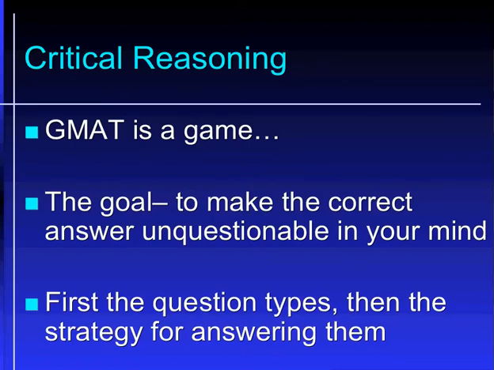Motivation is to make the correct answer unquestionable in your mind. Where people go off the rails with critical reasoning is that they don't confine their thinking purely to the question at hand. If you think about the real world, if you don't focus very specifically on the question that you're being asked and not some broader question, then it's very easy to go wrong.